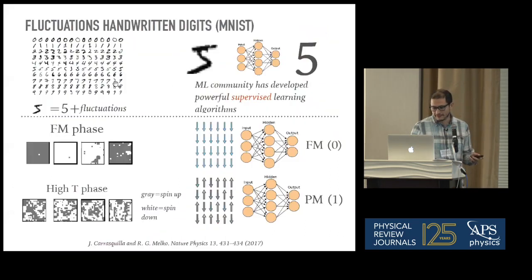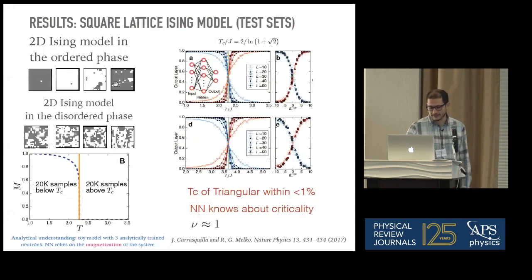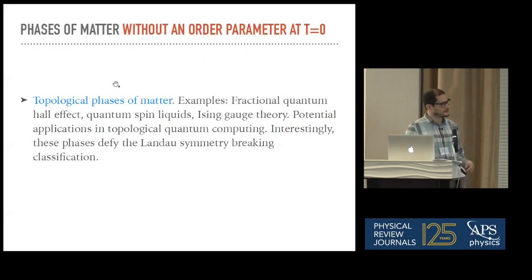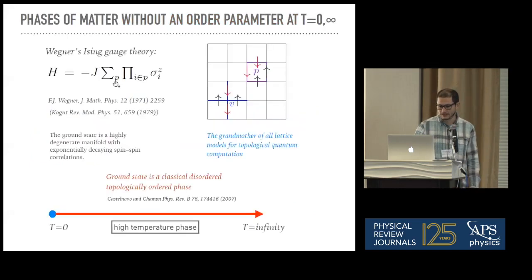The order parameter is what makes these images easy to recognize, right? When you see this, you immediately know, oh, that looks like a ferromagnet. Or when you see this, oh, that looks very likely like a ferromagnet, right? But topological phases of matter don't have an order parameter, so they look a little bit different, right? So we studied this Wegner Ising gauge theory.